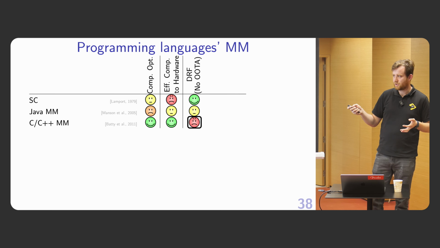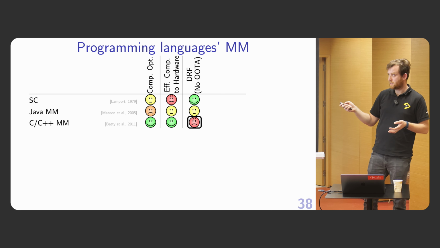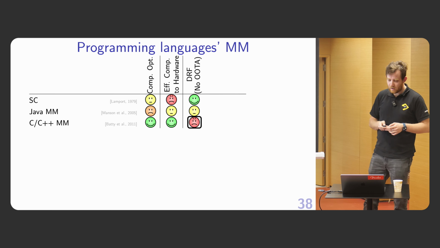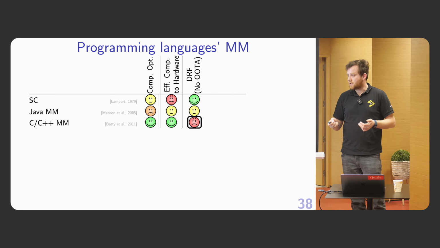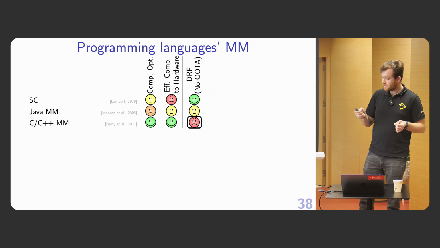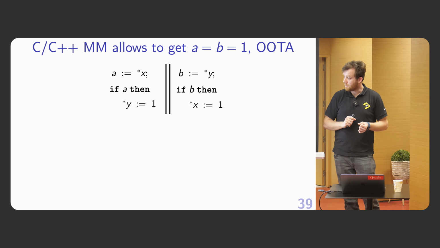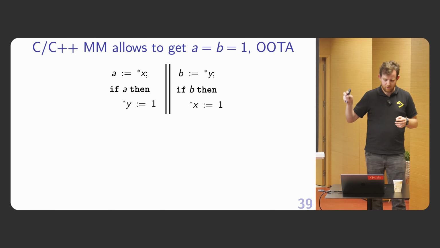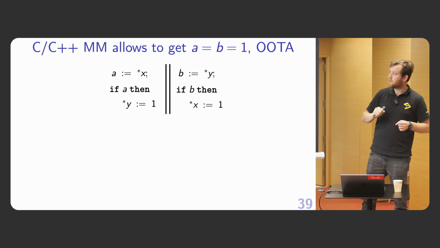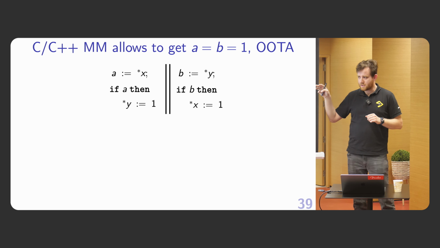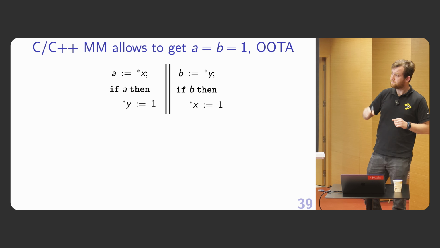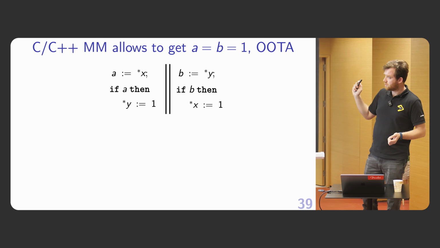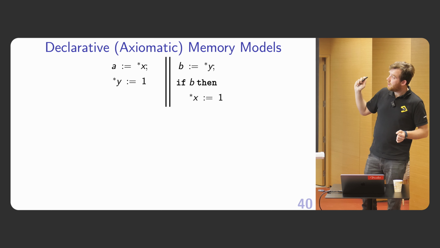And as we already saw with the out-of-thin-air example, this is the main problem with the C++ memory model, which the community has been trying to solve for at least the last 10 years. Now let's take a closer look at what the problem actually is. We already saw this program. As we discussed, there are no data races in sequentially consistent executions of this program, so there shouldn't be anything except for A being equal to B being equal to 0.